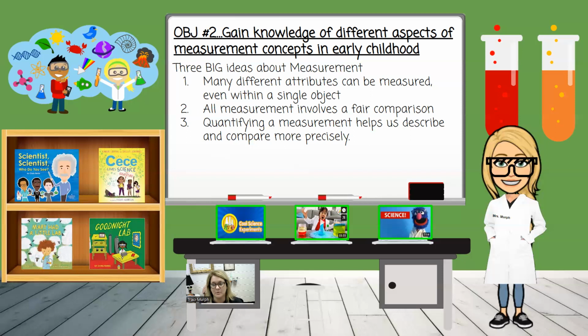Big idea number 3 is quantifying a measurement helps us describe and compare more precisely. We could use numbers to make comparisons more precise. For example, we can find out that the big container is not only bigger than the small one, but we can precisely find out how much it holds. The big container might hold 2 cups more than the smaller one. Measuring can tell us how much more or how much less.